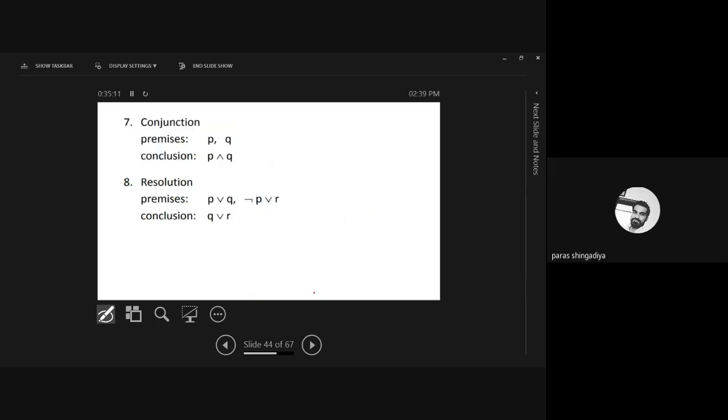And 7 and 8: 7 is called conjunction premises, and 8 is called resolution premises. Clear? This is also a valid argument. The first statement is P, the second is Q, and the conclusion is P and Q. In the eighth one we have three statements: P or Q, negation P or R, and therefore Q or R. Clear? These three arguments we have.